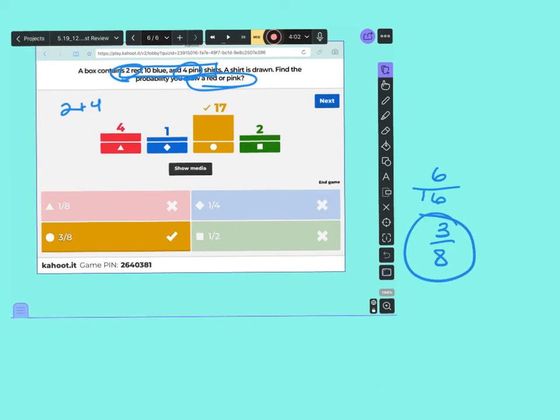And Camilla, the way that you're doing it, it would be a plus because it's an "or". So it'd be the probability of a red, which would be 2 out of 16, plus the probability of a pink, which is 4 out of 16, and you add them when it says "or". So you multiply when it says "and", you add when it says "or".